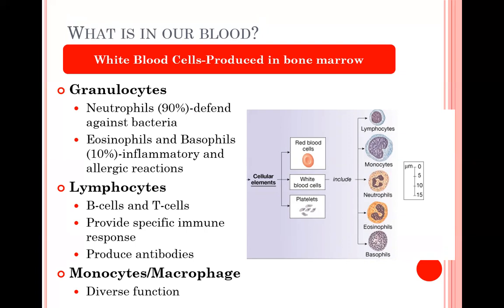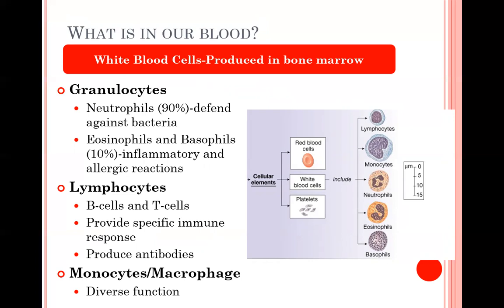We also have our lymphocytes, which are B cells and T cells. They are specific immune responses. So it's a learned response to some kind of foreign invader that our body has encountered before. They also produce antibodies to help us fight different things that we have been exposed to in the past.